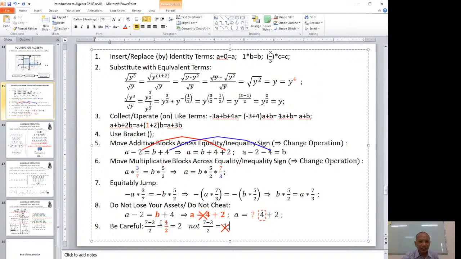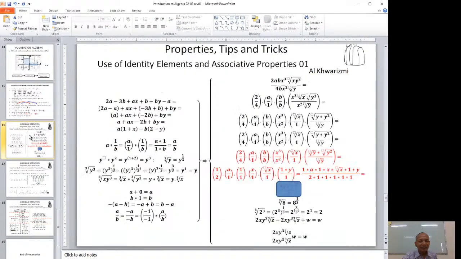7 minus 3 equals 4, then 2 below, so we see that 4 over 2 equals 2. It's not 1. So these are the mistakes that your friend, the very good student in math, made. He got confused. Okay, now we know all of that, let's look at the next one.